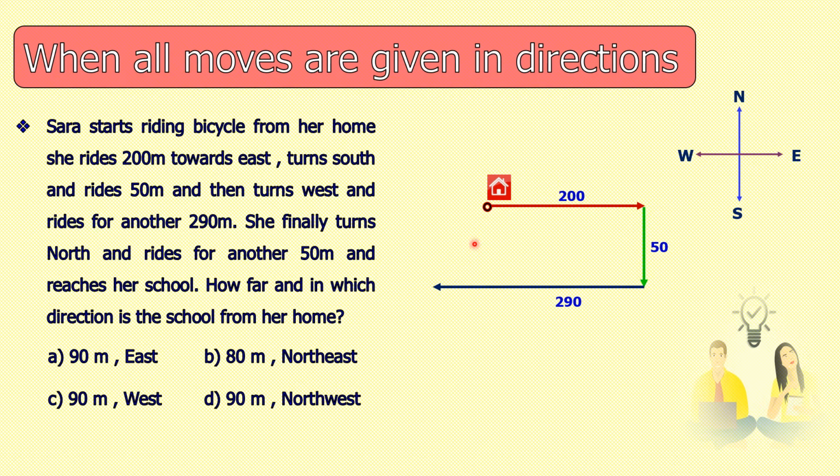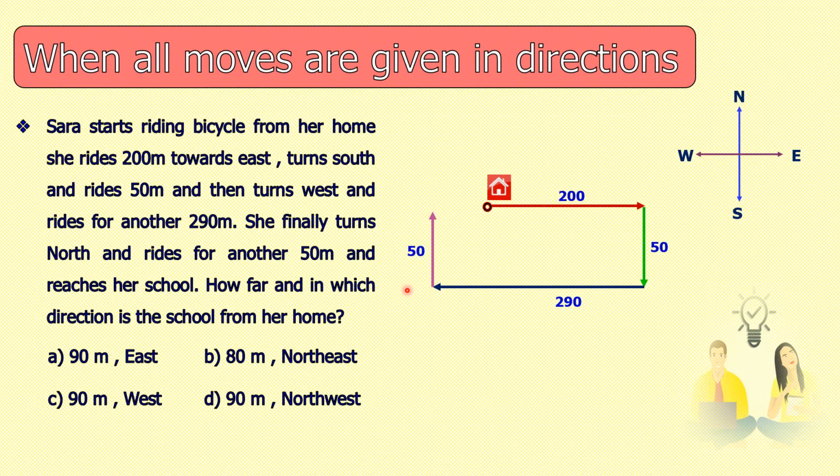Please note here that it is very important to draw lengths in proportion so that we have a fair idea of where Sarah is reaching. For example, 50 should be much smaller than 200 and 290 should be much longer than 200. If I draw it shorter or equal, I'll end up landing here or here. So my direction which I'm going to find will be wrong, and distance can also be wrong. So it's better that we always draw it in proportion. That is, if 290 is longer than 200, we'll draw it longer than 200. Let's proceed.